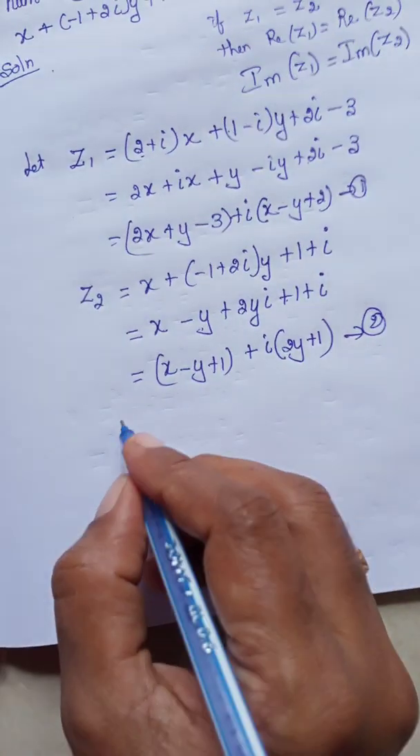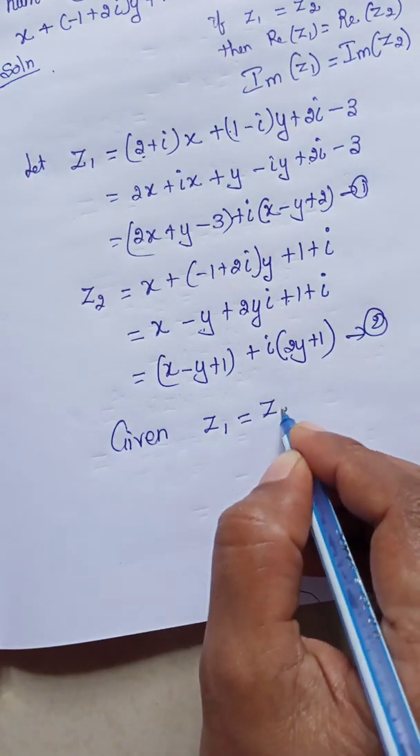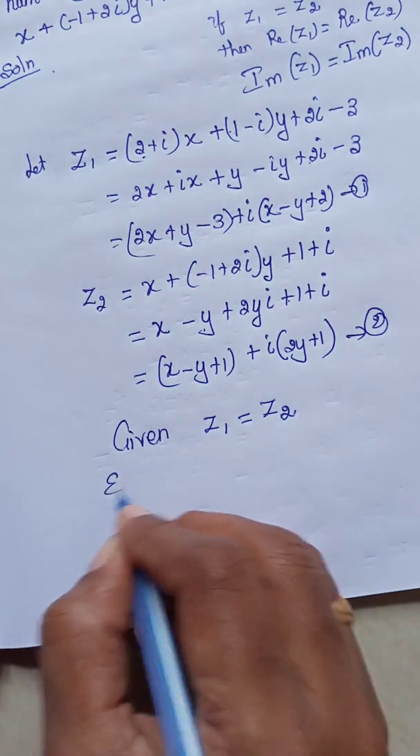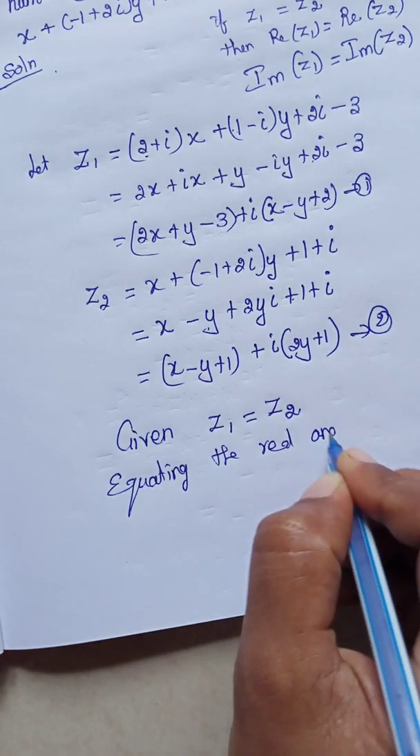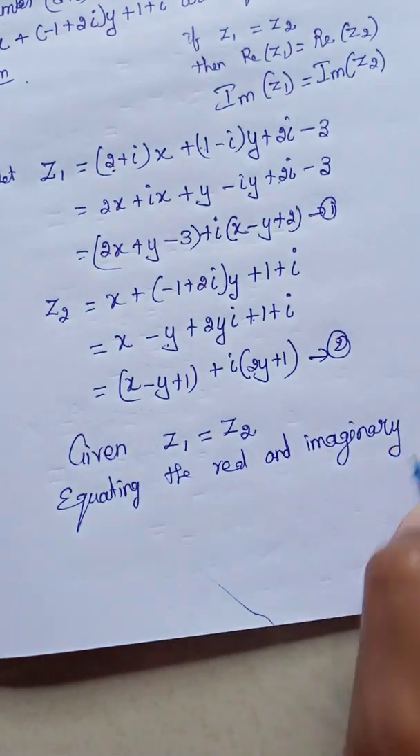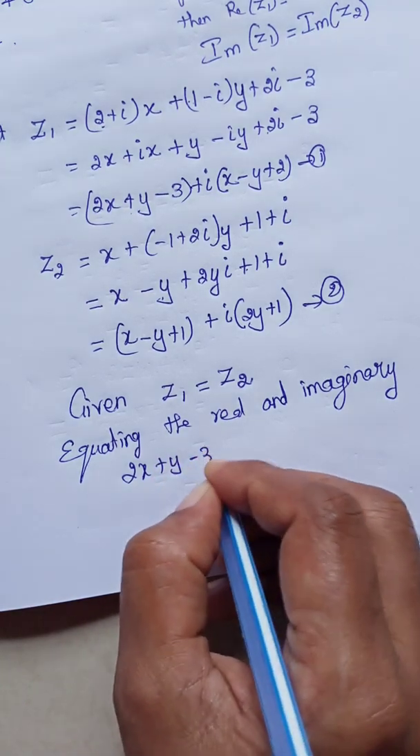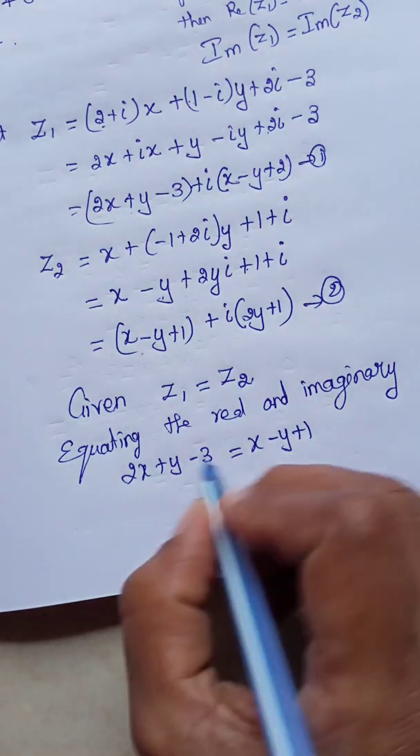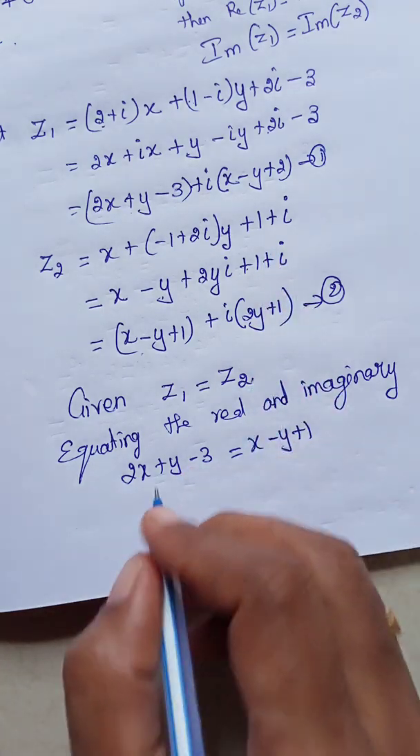So now you can write that it is given z1 is equal to z2. Therefore we know that the real and imaginary parts will be equal. So you can write, equating the real and imaginary parts. See here the real part, 2x + y − 3 is equal to x − y + 1. Okay, now we can simplify, bring it into an equation. Next we can equate the imaginary part.